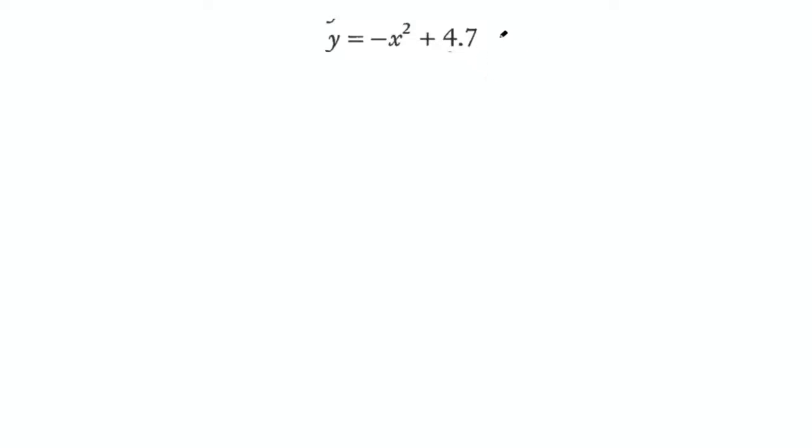in the form of ax squared plus k. A is going to be minus 1 and k is going to be 4.7. Okay, so since a is negative, the parabola is going to open downwards. And then the vertex can be represented by (0, k) because it's in this form. And in this case, the k value is 4.7.